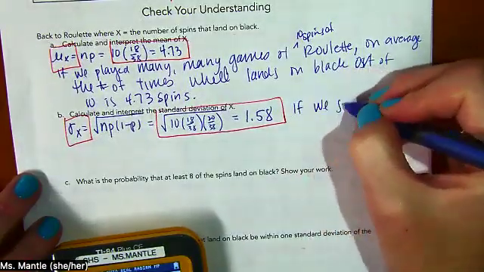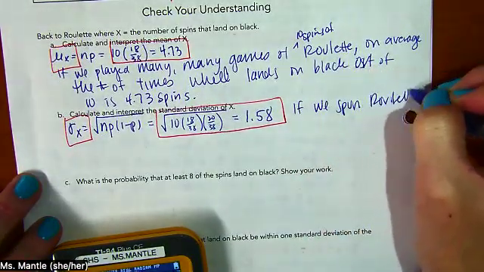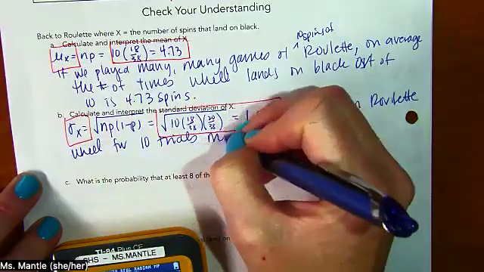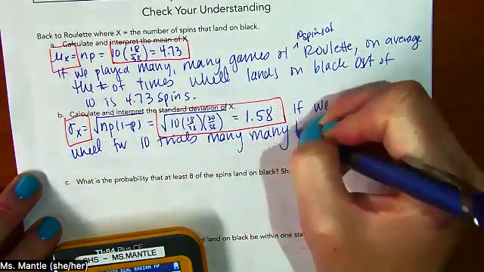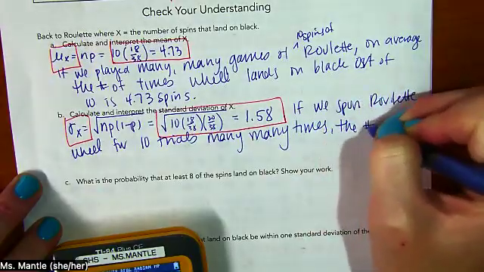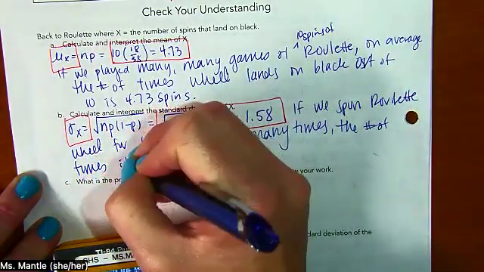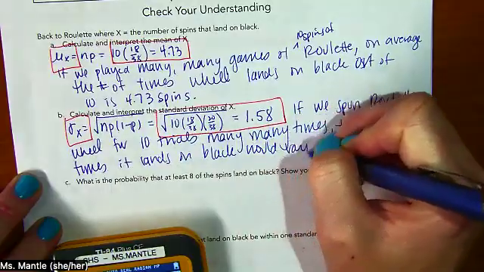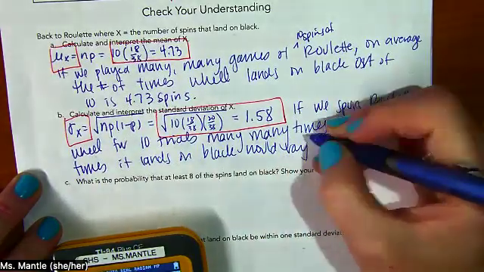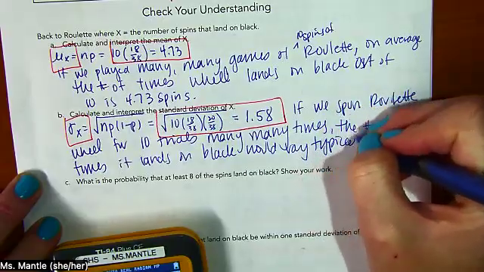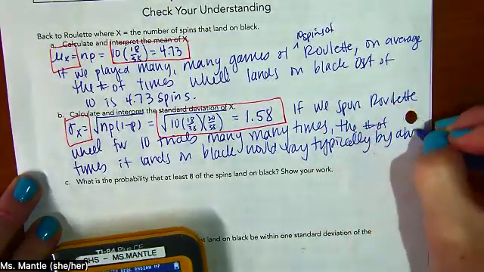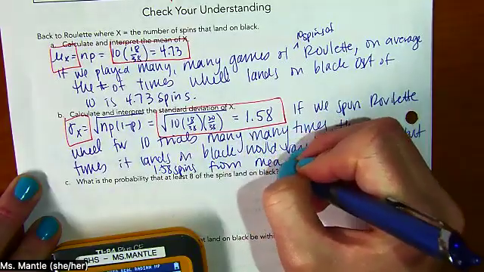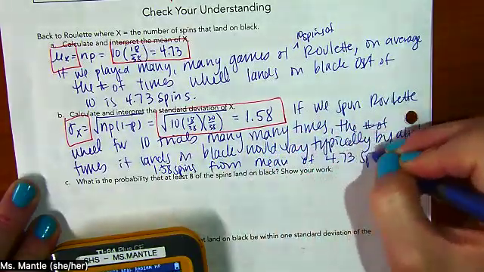If we spun the roulette wheel for 10 trials, many, many times, the number of times it lands on black would vary typically by about 1.58 spins from the mean of 4.73 spins.